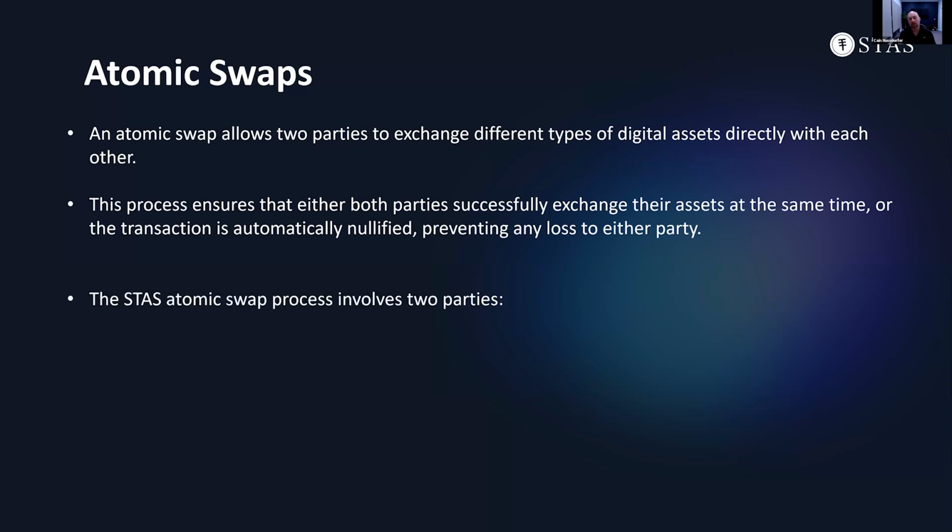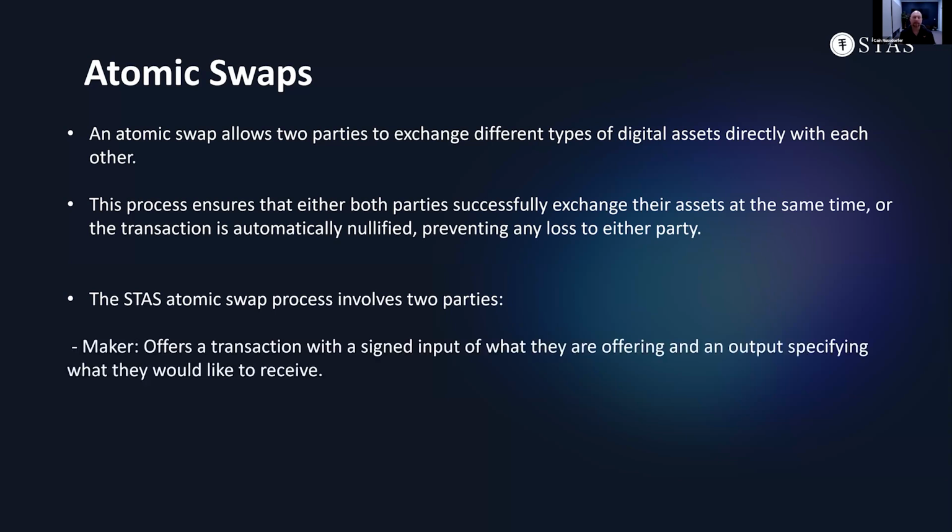So the Stars Atomic Swap involves two parties. The first party is the maker. The maker is the person that has something they want to swap for something else. They may say, I want to get, for example, 1,000 Satoshis for this digital asset. So they can add what you call an input, which is the thing they want to sell, and then they can add to the transaction an output, which is what they want to receive, and they can assign that to their own address. So at that point, what you have is an offer.